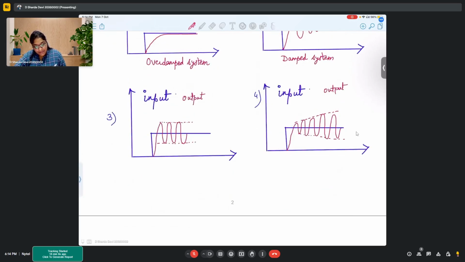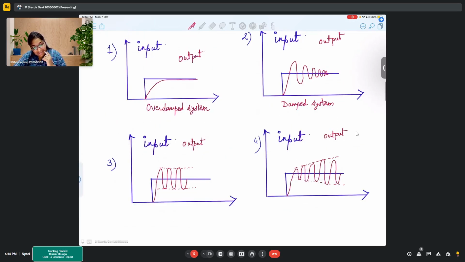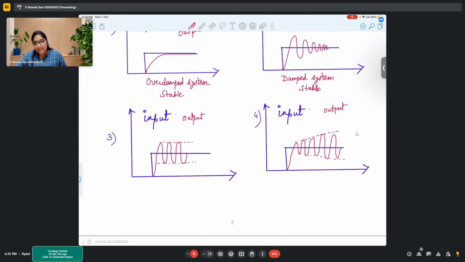Now, if we talk about stability, see the first condition, your output reaches the input. Hence, it is a stable system as your output is bounded with bounded input. In the second condition also, at infinite time scale, if we talk about steady state, again, the output is stabilizing. So that's why this system is also stable.